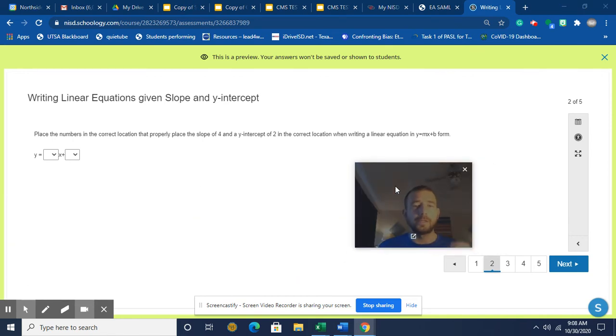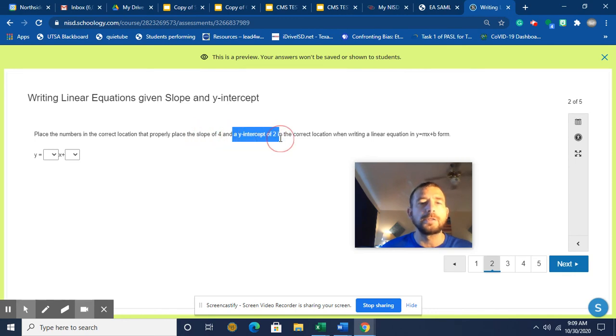Okay, so we haven't done a question like this, so I really wanted to show you guys how to solve this. So make sure that you're placing the numbers in the correct location that properly place the slope of +4 and the y-intercept of 2 in the correct location when writing a linear equation in y equals mx plus b form. So the key thing here is slope is 4, y-intercept is 2, so where would they go? So when you click on these, you'll see 4 and 2, 4 and 2. So where should the 4 go? Where should the 2 go? So if the slope is 4, select 4 where it belongs. The y-intercept is 2, select 2 where it belongs. Okay.